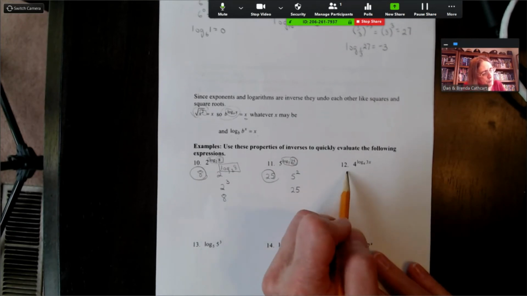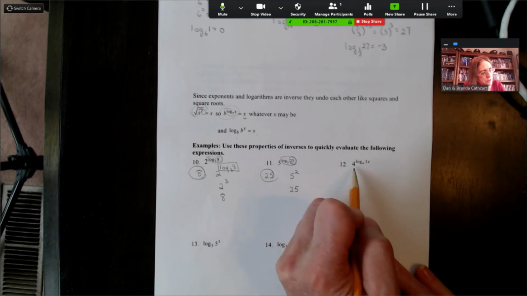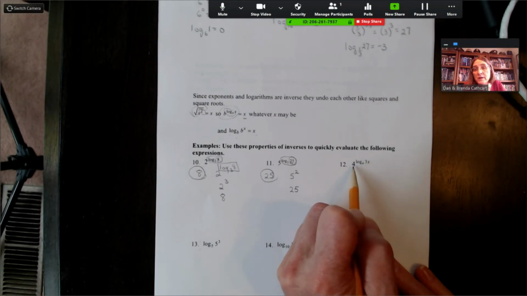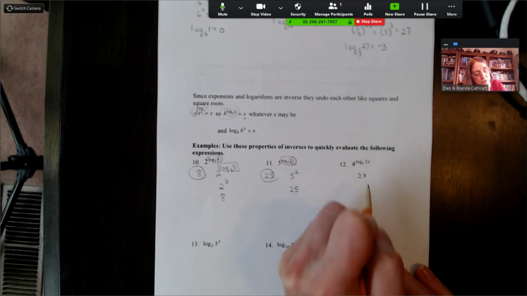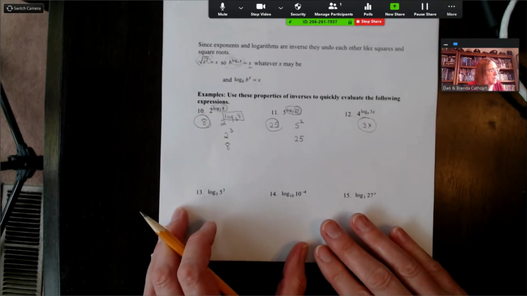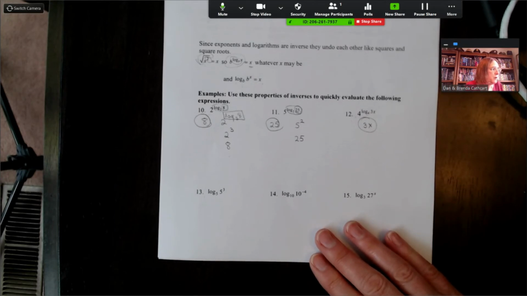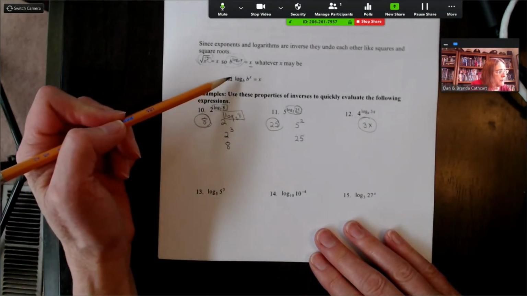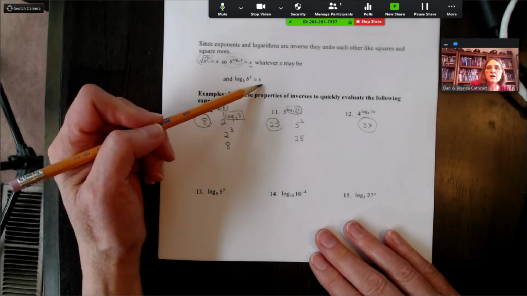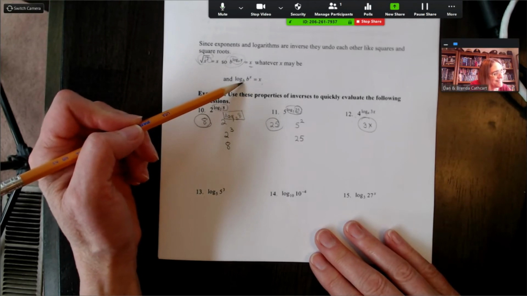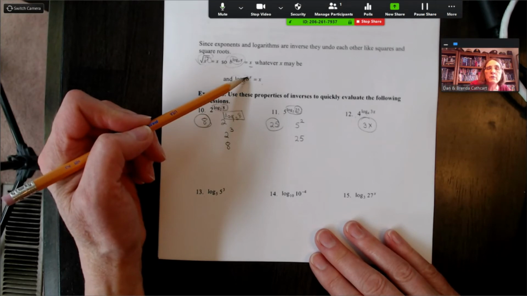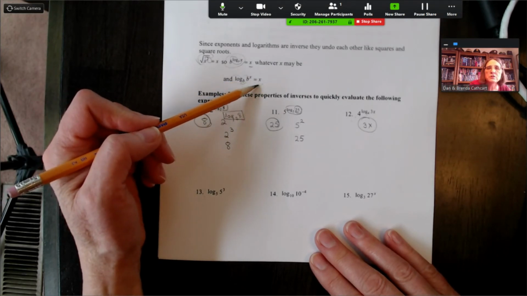Okay, on number 12, using the properties of inverses, we have 4 raised to the log base 4 of 3x. The two bases are the same, so these undo each other, and we get just 3x. Let's do the same thing here, using our properties of inverses, where log base b of b to the x is just x. The base b's basically undo each other. Log base b of b raised to a power, they reverse each other, so we get just x.